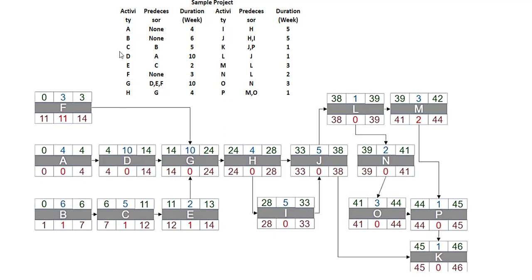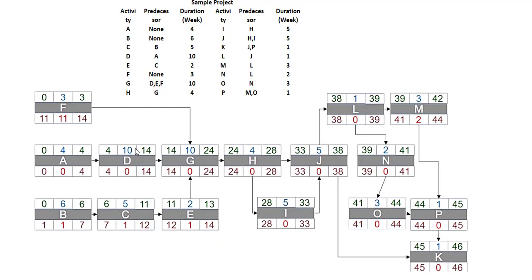As you can see, for activity D, A is the predecessor. That means D follows activity A. Therefore, D comes after A. Similarly, for G, D, E and F are predecessors. Therefore, G is preceded by E, D and F. These three arrows you can see. In this way, we have arranged all these activities. So this becomes our first step for CPM, that is critical path method.